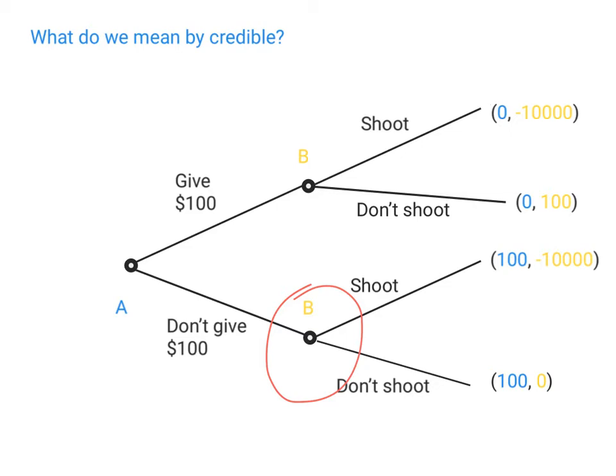Well, if B does choose to shoot themselves, they get minus 10,000. If B chooses not to shoot themselves and just walk away, well, they get nothing. Now, nothing is a lot better than minus 10,000. So actually here, we would predict that if player B gets the choice to shoot or not shoot themselves after not getting the $100, then they will choose not to shoot themselves. So we can again wipe out that upper branch in this game tree or decision tree. Player B in that situation will prefer the 0 to the minus 10,000.